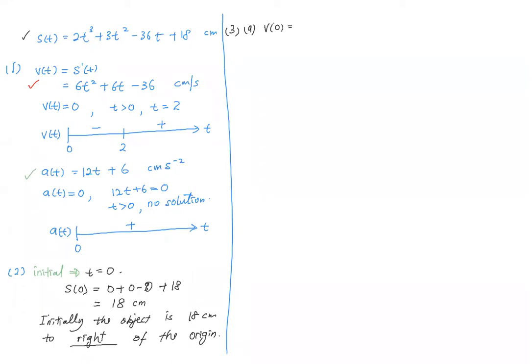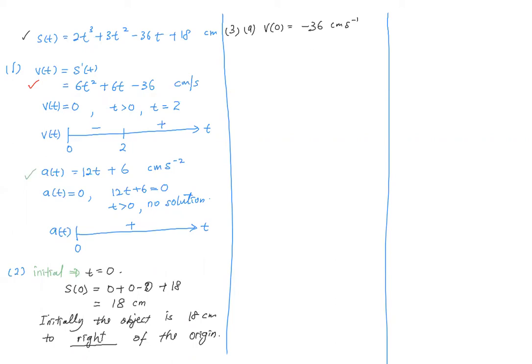Yeah, just now we have done that. You can just straight away write negative 36 cm per second. Nothing wrong. You don't have to show me your substitution. Mark will not be given. Okay, so how do we interpret that? Initially, the object is moving to the left at the magnitude of 36 cm per second.